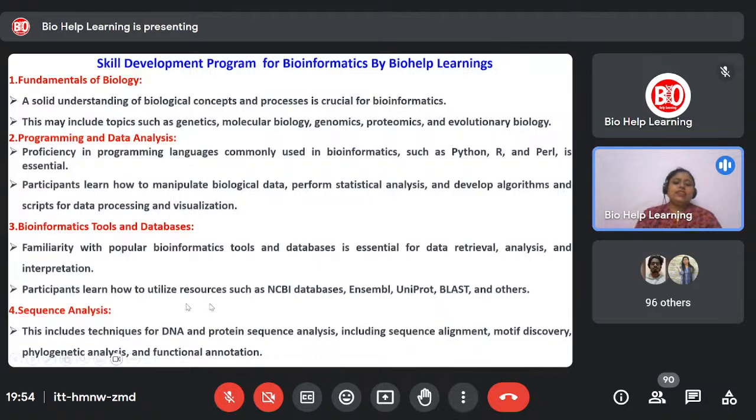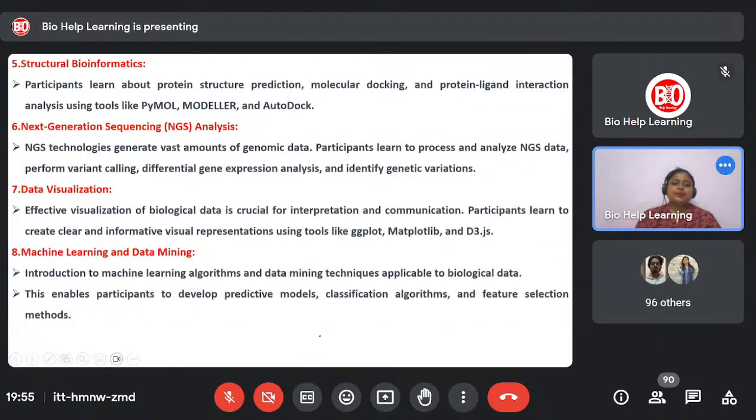Fourth one is sequence analysis. They will provide you the knowledge of how to analyze DNA or RNA sequences, which is useful for motif discovery, phylogenetic analysis, and functional annotation. Then structural bioinformatics: they will also provide guidance in the field of molecular docking and protein-ligand interaction using various tools like PyMOL, Modeller, and AutoDock. Then NGS data analysis, on which I gave a lecture today, which is very trendy and very useful for you all to get into the industry.